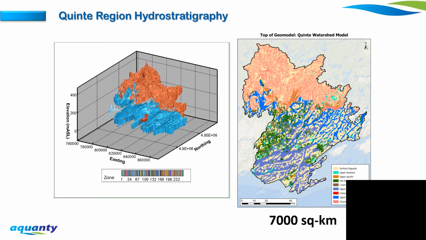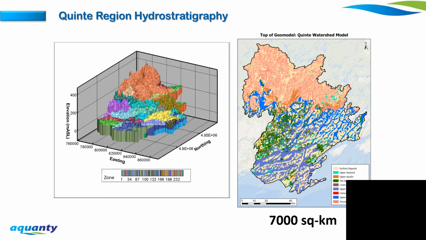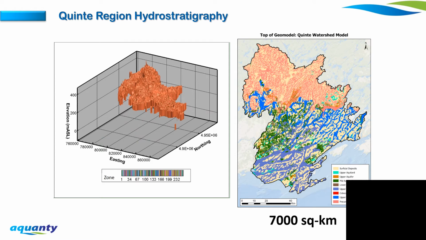Here we're looking at the assembly of the hydrostratigraphy in the Quinte region model. To the northeast in the model domain, we have fractured bedrock, and then we see that the Phanerozoic hydrostratigraphy starts draping over the fractured bedrock with a dip to the southwest. Overlying the Phanerozoic and partially the Precambrian is discontinuous surficial deposits.